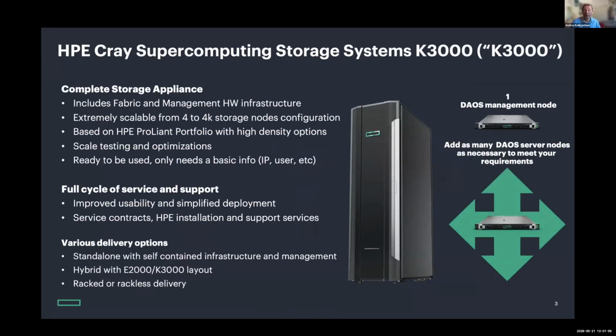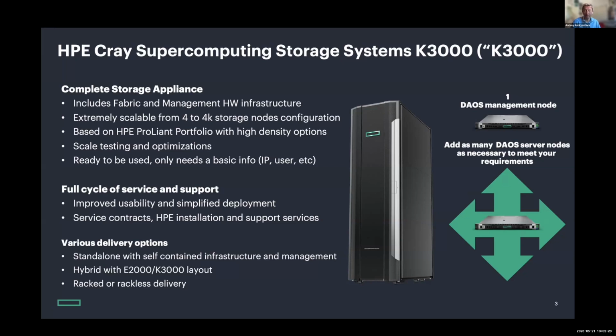The K3000, as I mentioned already, is our approach for having the complete appliance setup. What it means is that the system is fully configured with everything that you need. It includes the fabric infrastructure, it includes the management infrastructure, and this is where we are putting our focus and attention: on how you control, how you deploy, and how you can make the DAOS installation easy to use and simplify as much as you can.